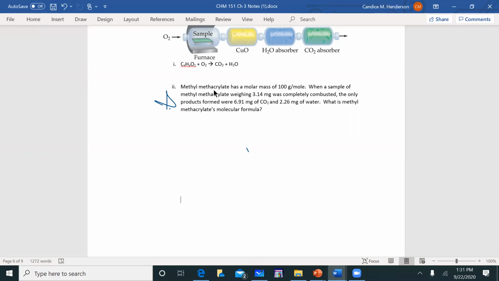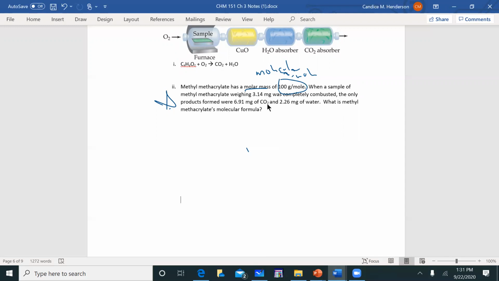What is this? Methyl methacrylate has a molar mass of 100 grams per mole. All right, there's one piece of information. That's talking about molar mass, that's talking about molecular formula stuff. When a sample of this material weighing 3.14 milligrams was completely combusted, the only products formed were 6.91 milligrams of CO2 and 2.26 milligrams of water. What is the molecular formula?